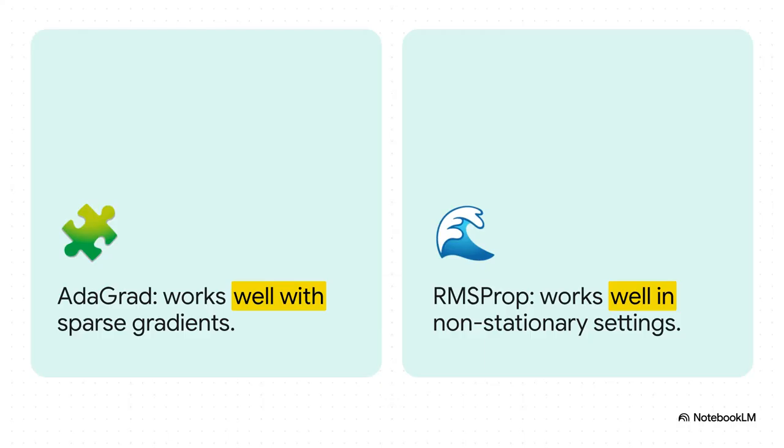And this combination was the secret sauce. Adam took AdaGrad's superpower, which was handling sparse data, super common in things like text analysis, and fused it with RMSProp's ability to deal with situations where the target is always moving. Adam got the best of both worlds.